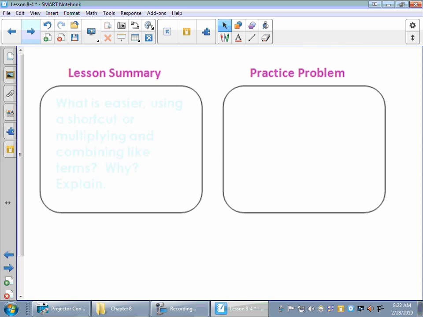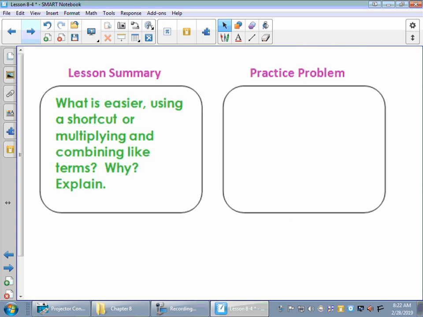That brings us to the lesson summary here. What's easier, using the shortcut or multiplying and combining like terms? What do you think? Some people might like the shortcuts. Some people might just like to do it the old-fashioned way. It's not like it's cutting off that much time. And then your practice problem here: 3x minus 1 times 3x plus 1. Okay? So that is section 8.4.